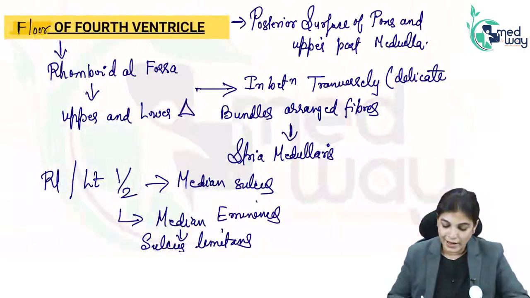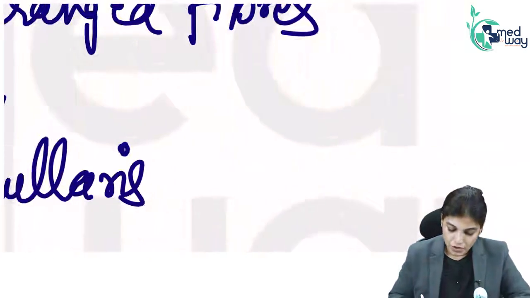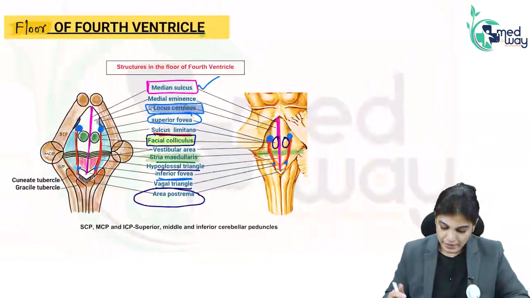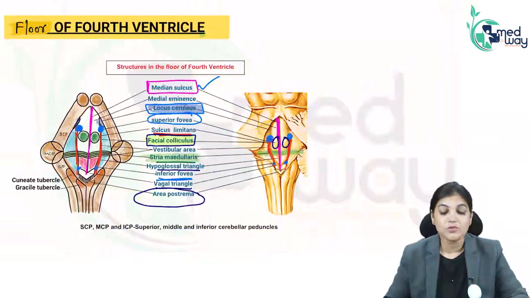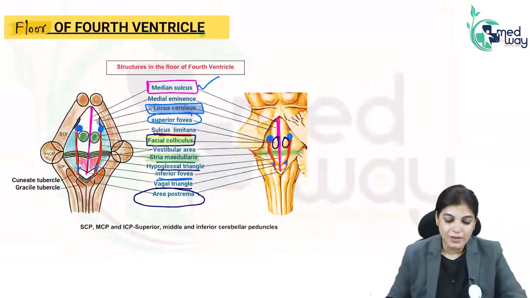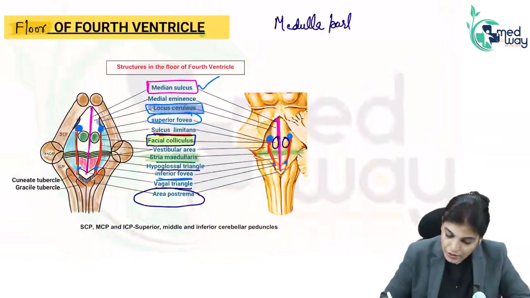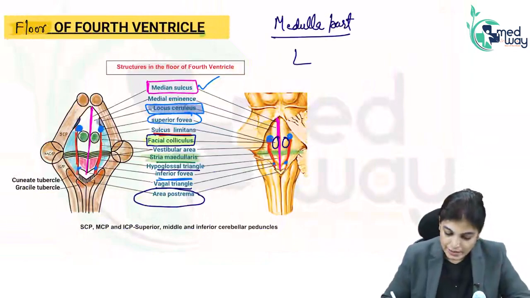Other contents you can just write down the names. I just want to enlarge this image. So you write down the names of important structures, and I will explain the other structures. As I told you, from the inferior fovea the sulcus limitans goes obliquely downwards and meets the median sulcus, in the medulla part. In the medulla part of the floor of the fourth ventricle, we have another triangular area.